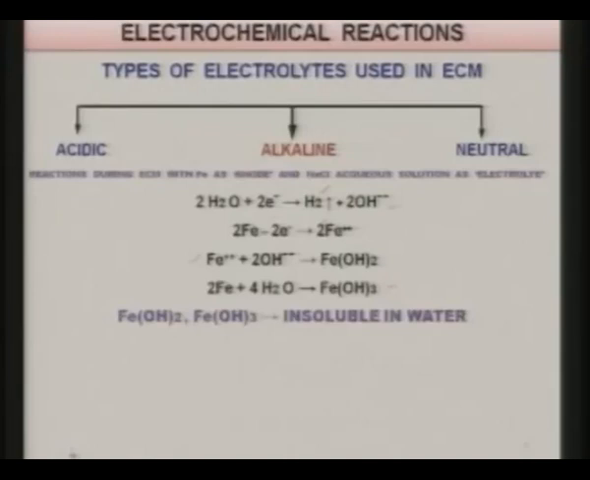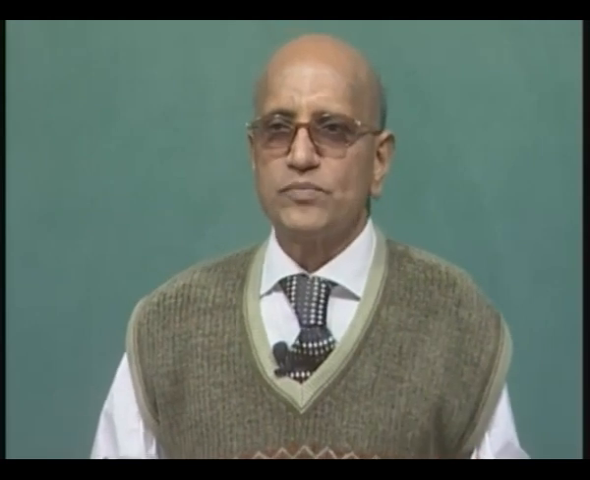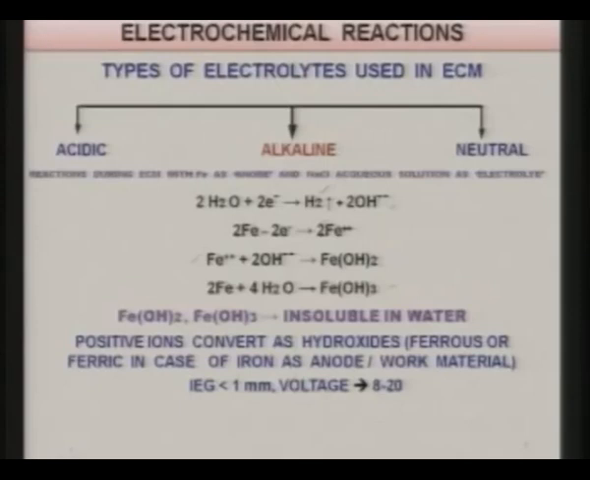Another point to be noted is that ferrous hydroxide or ferric hydroxide are insoluble in water, and if they get collected in the electrolyte tank, they will slow down the flow of the current between the anode and the cathode. So, they should be quickly removed from the inter electrode gap, that is the gap between the tool and the workpiece. Positive ions convert to hydroxides, as we have already seen, ferrous or ferric hydroxide in case of iron as anode workpiece material.